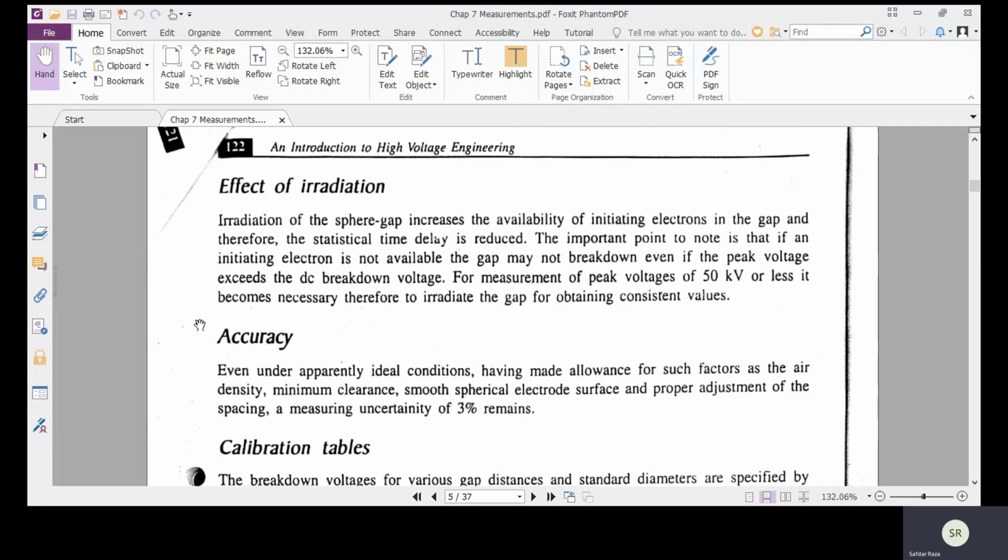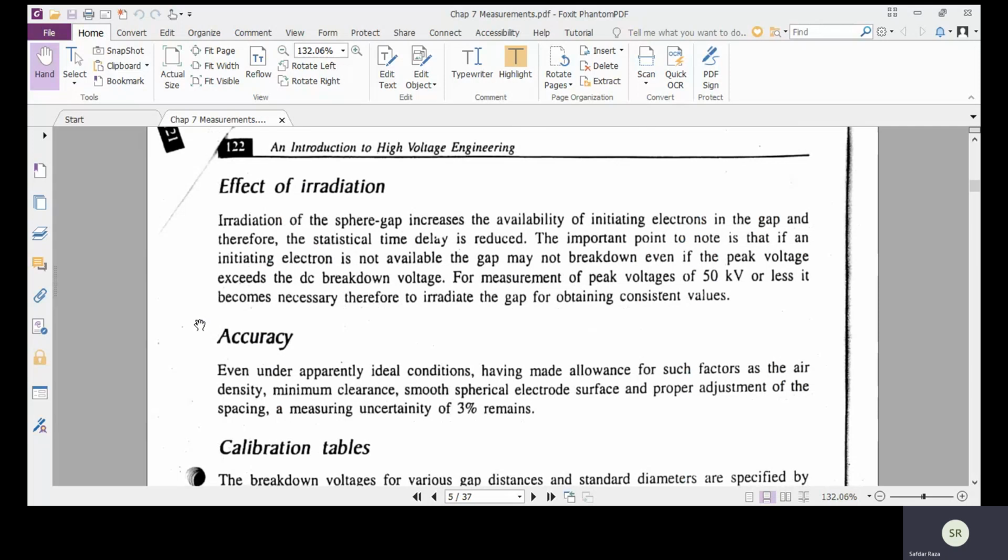Now what will be the effect of irradiation? Irradiation of the sphere gap increases the availability of initiating electrons in the gap, and therefore the statistical time delay is reduced. The important point to note is that if an initiating electron is not available, the gap may not break down even if the peak voltage exceeds the DC breakdown voltage.